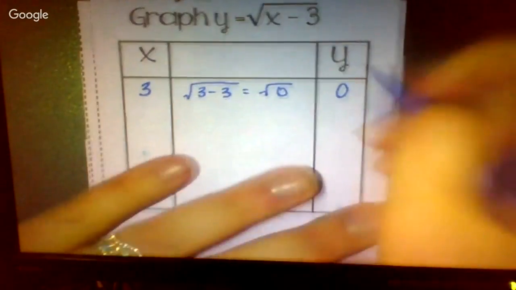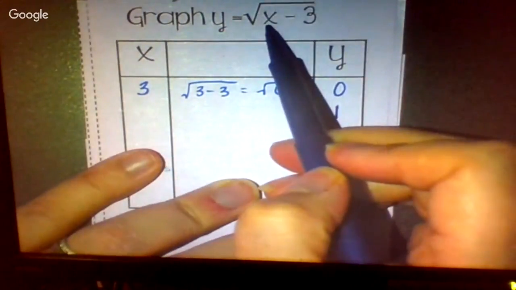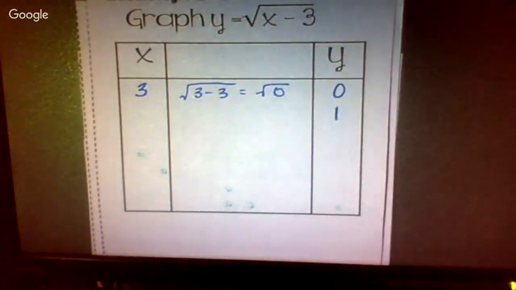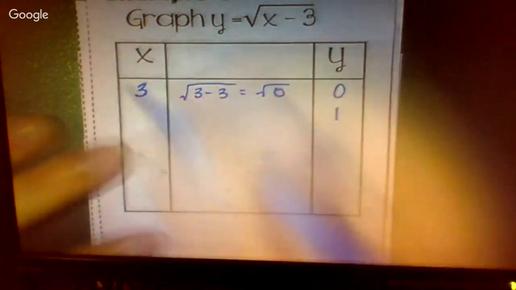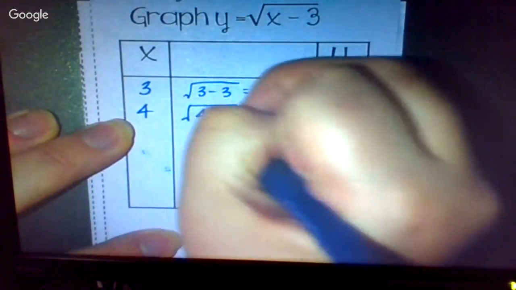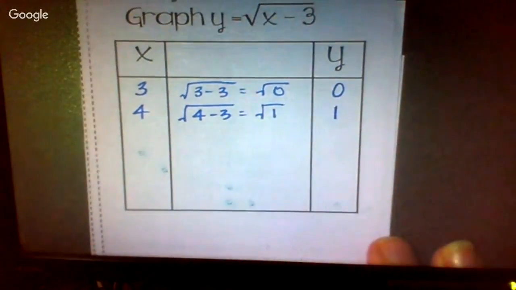Okay, I want an outcome of 1. What x value can I get to make this be a 1 underneath the square root? 4. So x is 4, which means I've got the square root of 4 minus 3, which is the square root of 1.